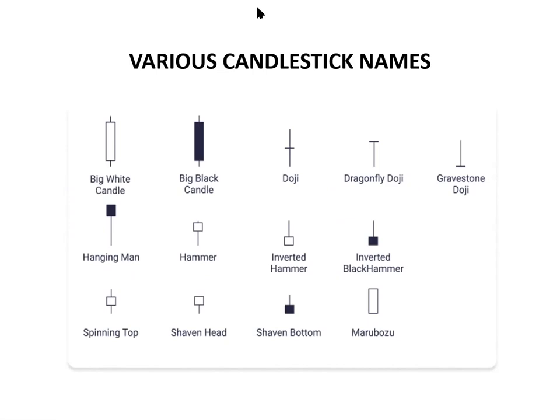So the various candlesticks that we have seen now: big white candle, big black candle, doji, dragonfly doji, gravestone doji, hanging man, hammer, inverted hammer, which is nothing but the opposite of the hammer, inverted black hammer, spinning top, shaven head, shaven bottom. So these are the various candlestick names which the Japanese have given based on their appearances and where they appear.